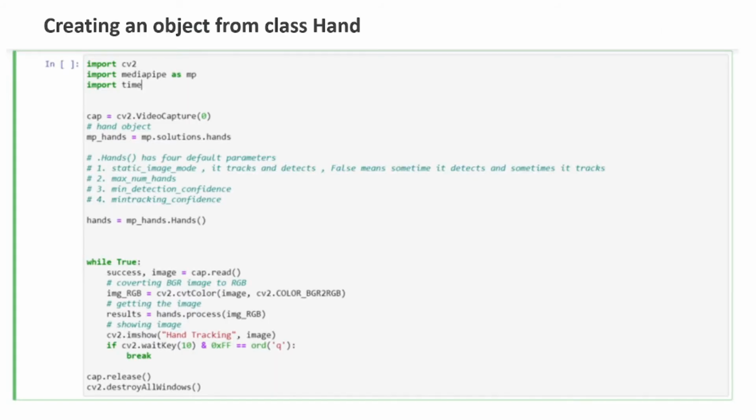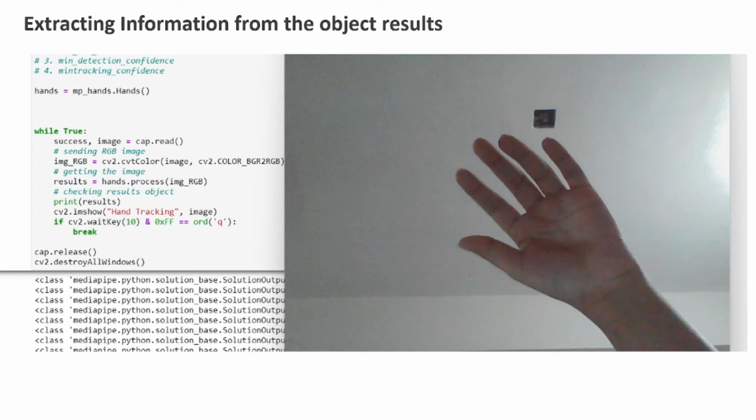After this, I created a hands object from the Hands class so that the BGR image is converted to RGB, as the hands object only accepts RGB. So in this code we are creating an object from the class Hands, and the Hands object has 4 default parameters. The first is static image mode, which is False, meaning sometimes it detects and sometimes it tracks. The second parameter is the maximum number of hands, the third is the minimum detection confidence, and the fourth is the minimum tracking confidence.